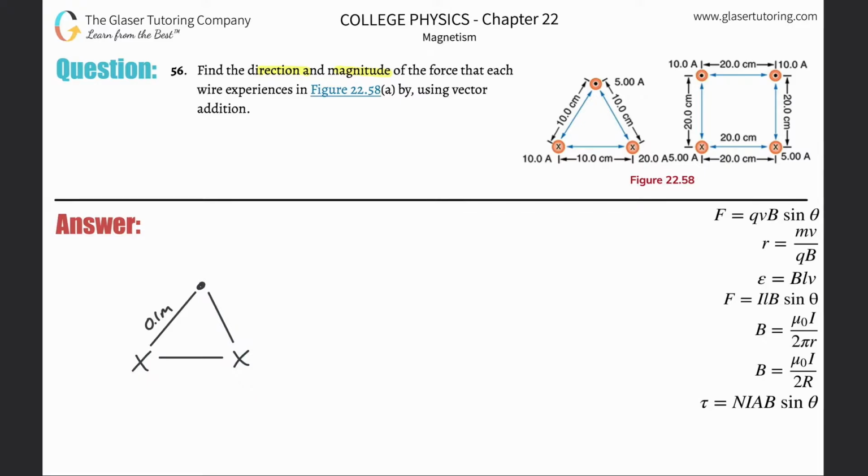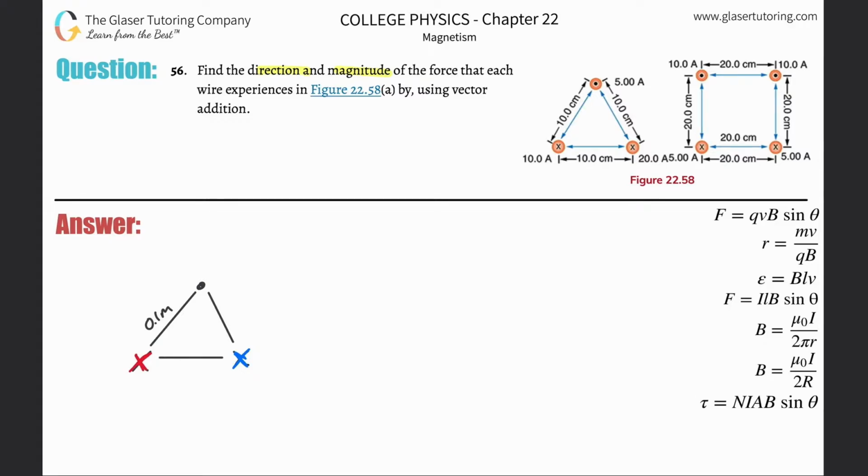Now, the first thing I need to do is look at each of these two currents independently of one another. Let me make this one red, and I'm going to make this one blue. In order to find the net force acting on this current, I have to identify the magnetic field being produced by this current and how it affects this current. And then I have to identify the magnetic field produced by this current and how it affects that current. So I'm going to look at it independently.